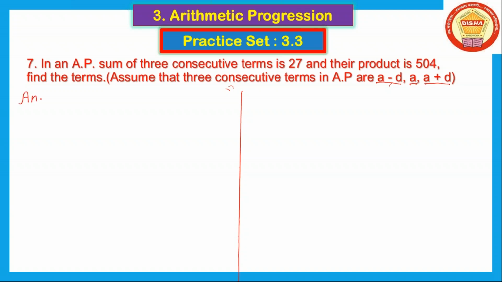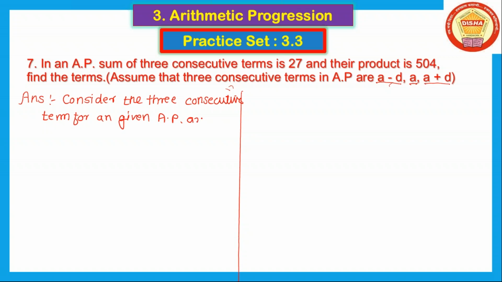So we write here, consider the three consecutive terms for a given AP. The terms are as follows. Which are these? That is, A minus D is the first term, the second term is A, and the third term is A plus D.